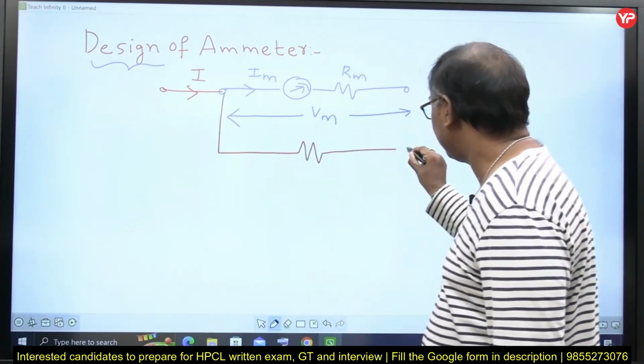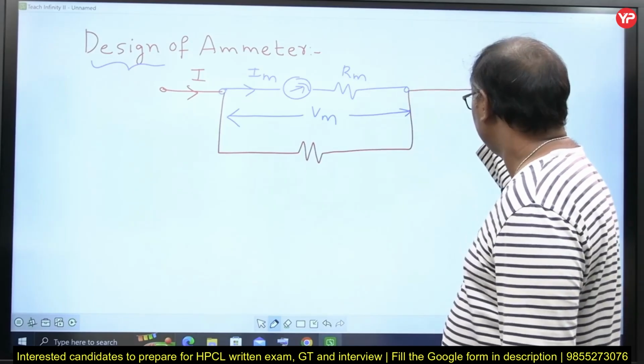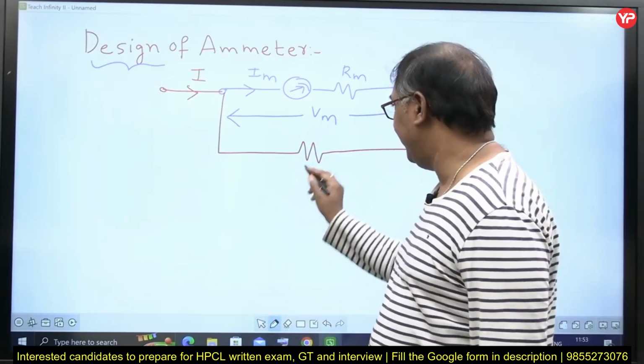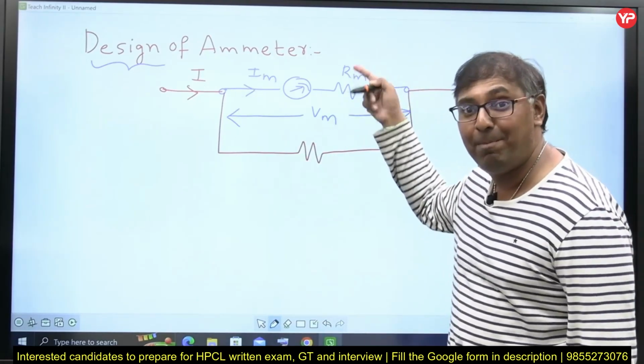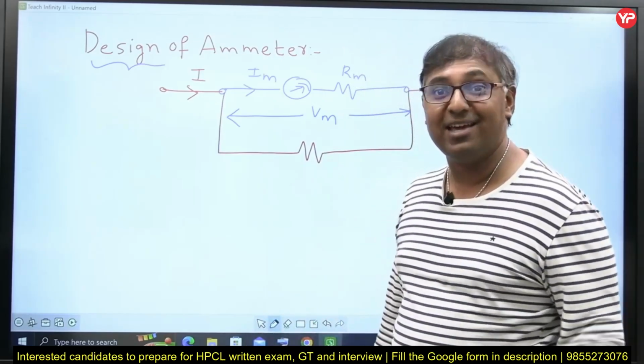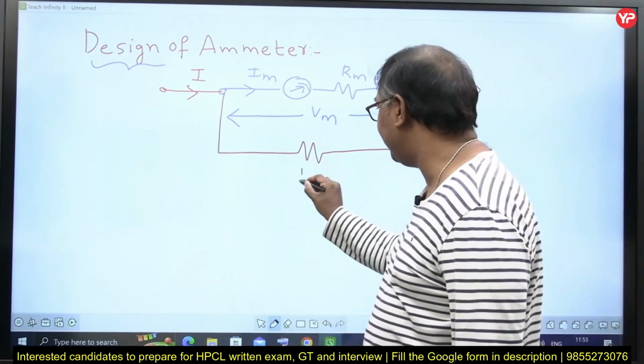Now I want to bypass this current. Yes. Now I am connecting this resistance in parallel to this meter. That's why this resistance we call shunt resistance. What resistance, sir? Shunt resistance, RSH.